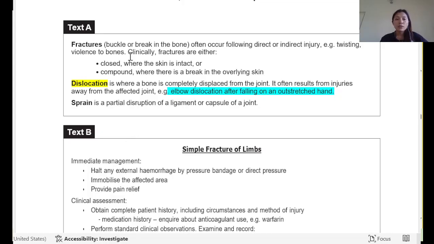You should read fractures, dislocation, sprain. That means these three are the types of fractures. It's related to these things. So they are going to explain the meaning, the definition of these three things. So I should not be worried in text A. What is text B?